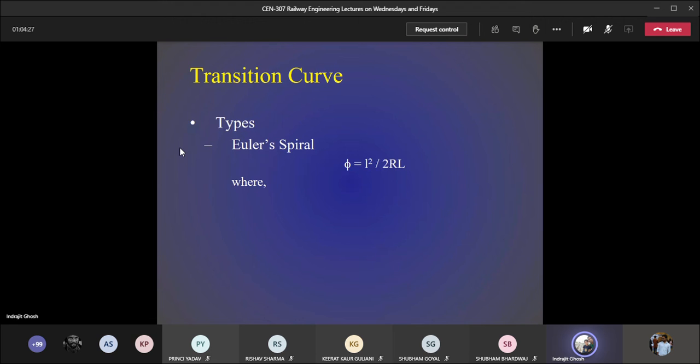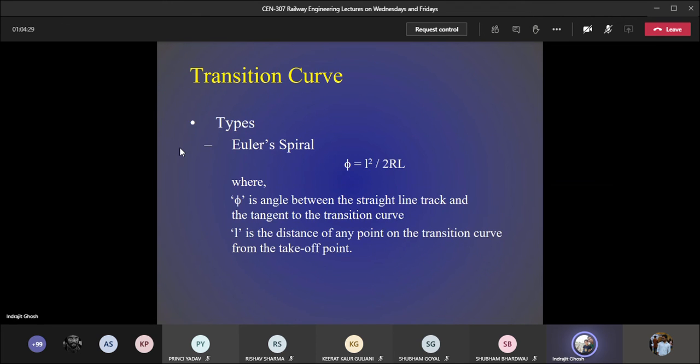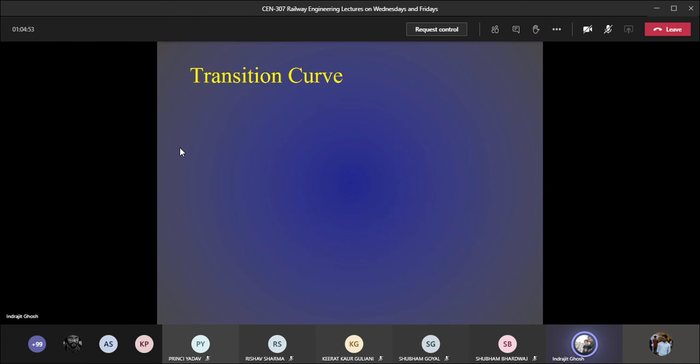So the first one is a term called Euler's spiral. So there is L square over 2RL. This is the angle between the straight line track and the tangent to the transition curve. L is the distance between any 2 points. This is good, but we saw that this is mathematically complicated. So we could not use this equation for Indian Railways.